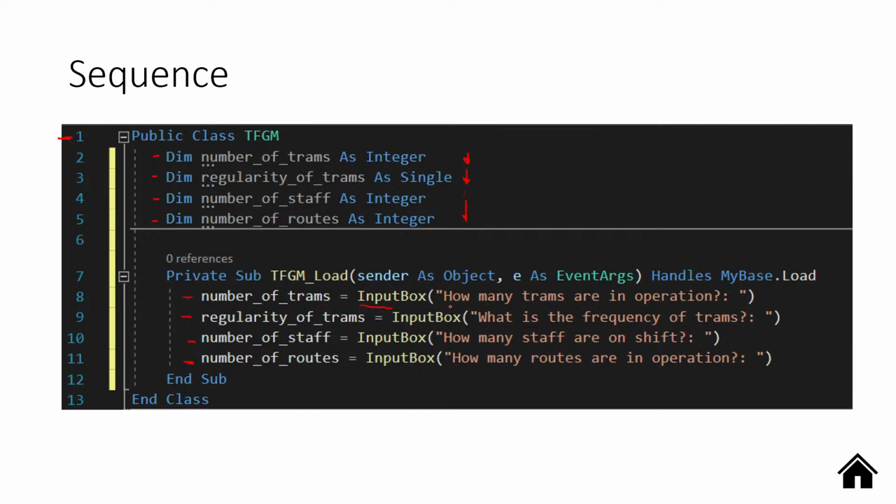So on your screen, a box will pop up and it'll say how many trams are in operation. The user types something in and that gets assigned into the variable. Same on line 9, same on line 10 and same on line 11. Then we end on line 12 and end the class on line 13 and we are done. So that's sequence, when things flow one after another.